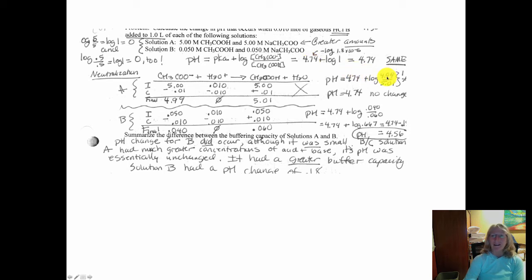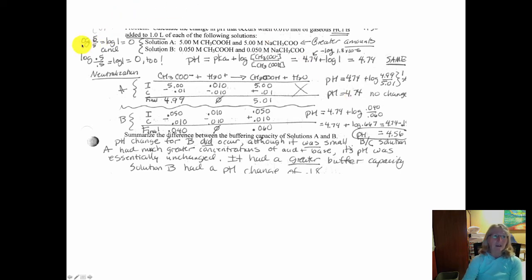If you take the log of base over acid, that's essentially 5 over 5. That's essentially the log of the number 1. And the number 1 is 10 to the 0. So anytime you take the log of 1, that equals 0. So essentially, your pH would be 4.74 plus 0, and there's no real change in your pH. So that's kind of cool.